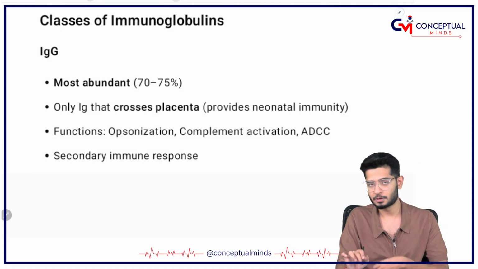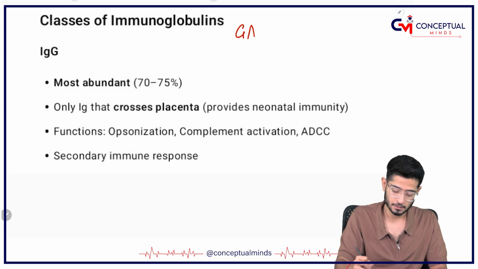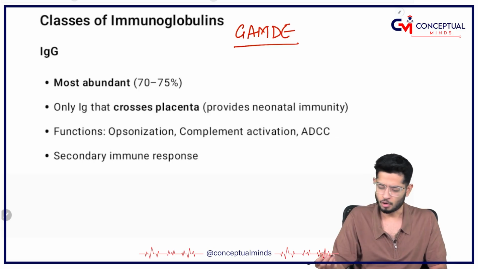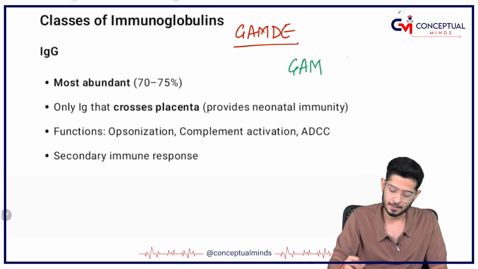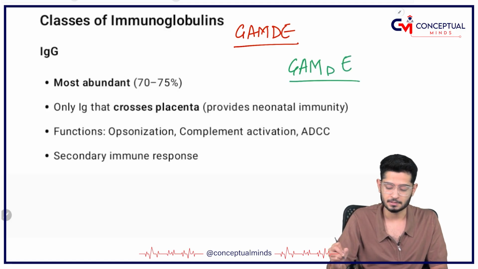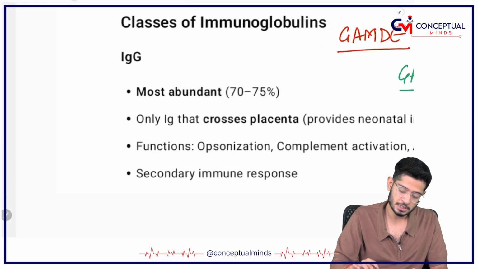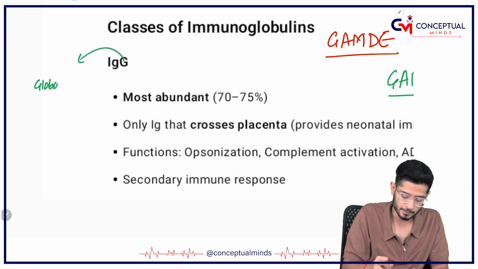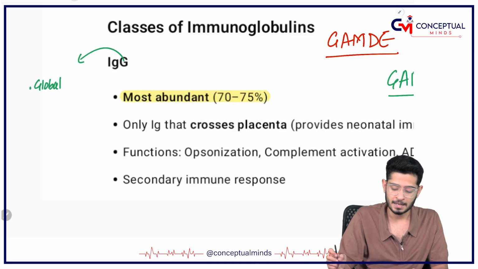Now, I hope that from your basic classes you are aware that there are 5 classes of immunoglobulins, called GAMDE. Or if you are not able to understand Hindi, you can remember it like GAME, with the D inserted there. Okay, starting with IgG, remember G for global. That means it is present in the highest amount, it is the most abundant one. So G for global means highest amount.